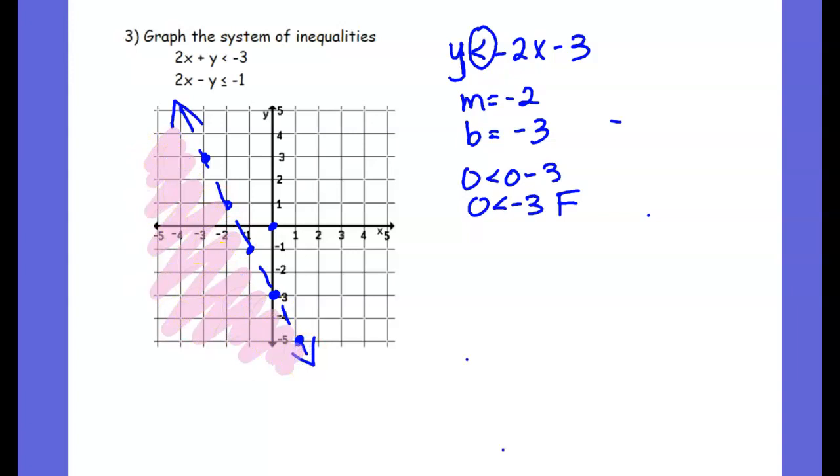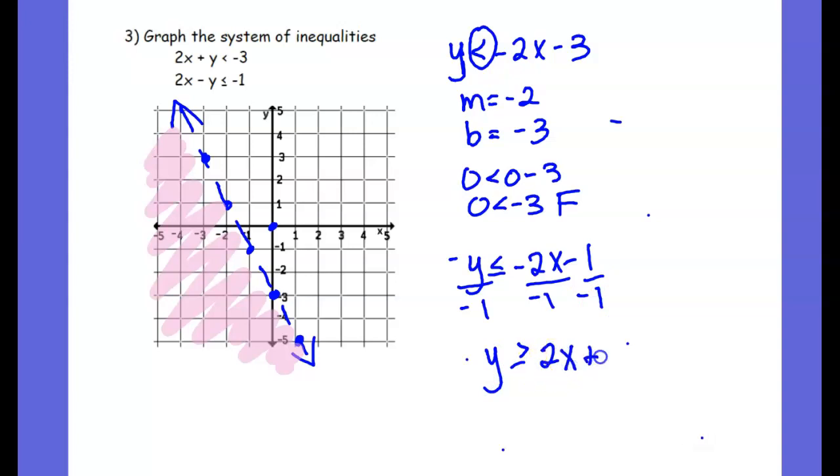Okay, now let's look at the second inequality. We'll put it in slope-intercept form. I'm going to start by subtracting 2x from both sides. So I get negative y is less than or equal to negative 2x minus 1. Now this is where you need to be careful. You're going to divide both sides by negative 1, so you're going to need to flip the sign. So you get y is greater than negative 2x plus 1.